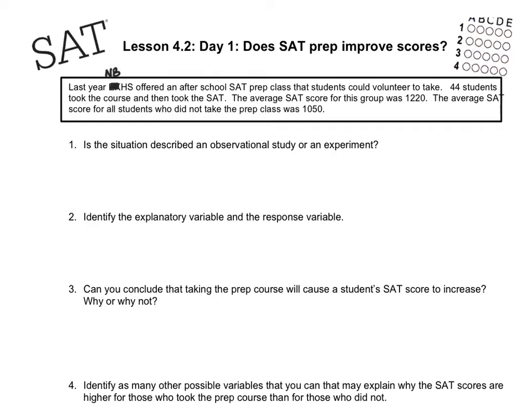Does SAT prep improve scores? Last year, North Broward High School offered an after-school SAT prep class that students could volunteer to take. 44 students took the course and then took the SAT. The average SAT score for this group was 1220. The average SAT score for all students who did not take the prep class was 1050. Okay, so that's the setup for this lesson.